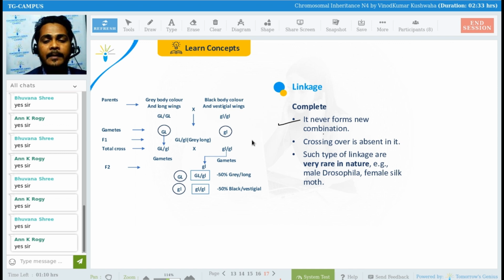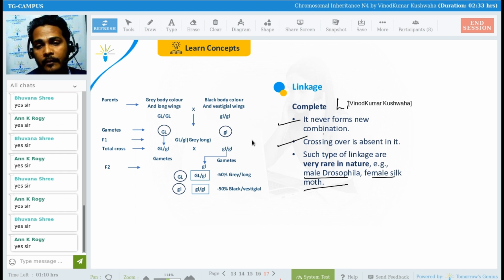Crossing over is absent in it. That means crossing over is not found in complete linkage, and such type of linkage is very rare in nature. Okay, so complete linkage is very rare in nature. Male Drosophila and female silk moth are the best examples of complete linkage.